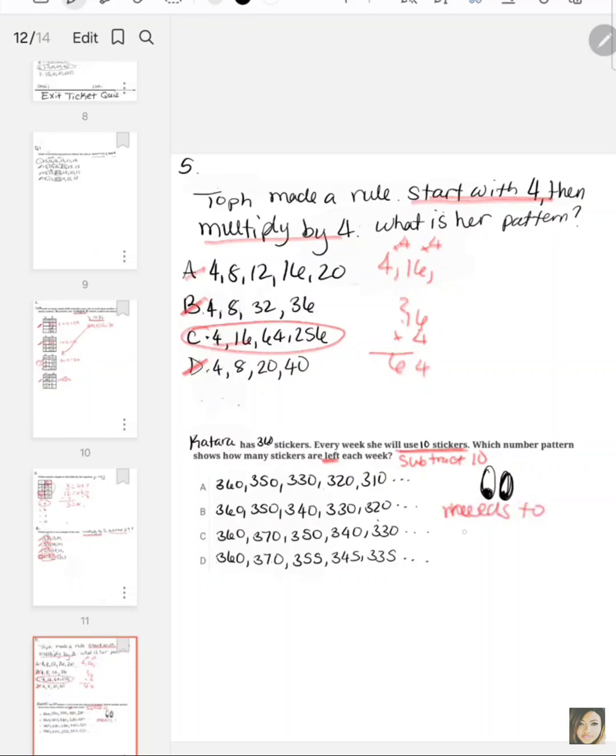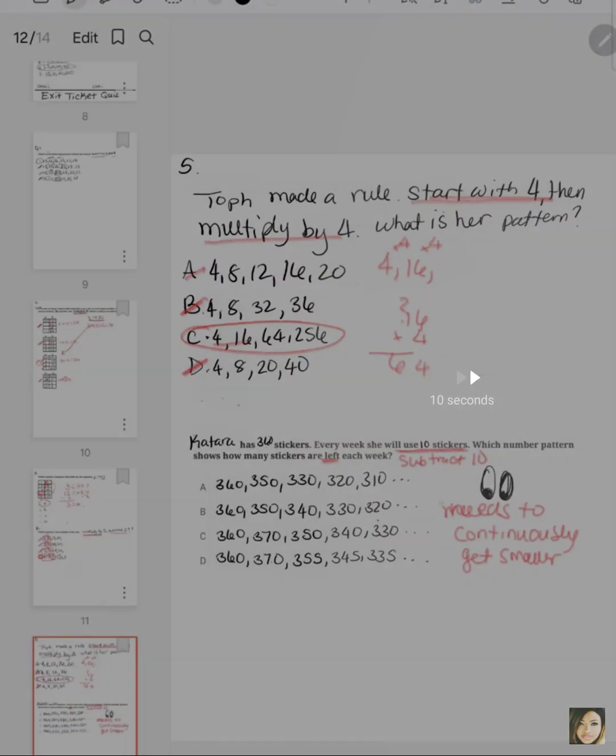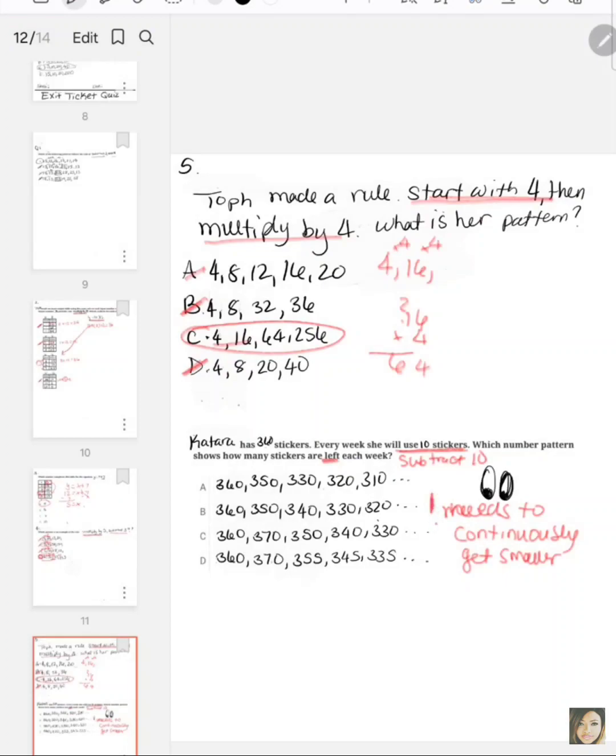So in this case, it's going to get continuously smaller, and both C and D got bigger. They added 10, so we can't have that. Now, if we look at A and B, they both started out pretty good, but then there was a hiccup because it jumped from 350 to 330. That's subtracting 20, and that's wrong because we have to subtract 10. So the only thing is B.